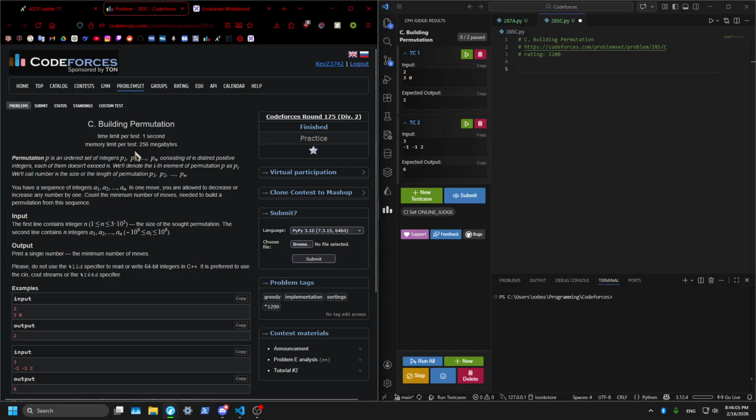Permutation P is an ordered set of integers, P1, P2, but they're in order, consisting of distinct positive integers that don't exceed n. We denote the ith element of the permutation P as Pi. We'll call the number n the size, or length. You have a sequence of integers a1, a2, all the way to an. In one move, you're allowed to decrease or increase an element. Count the number of moves needed to build a permutation from the sequence.